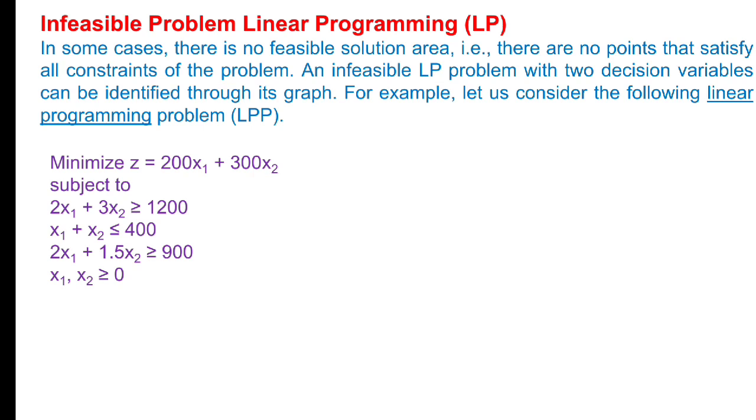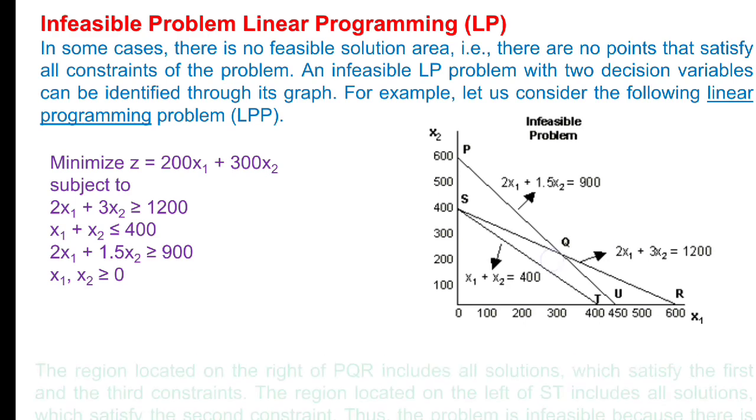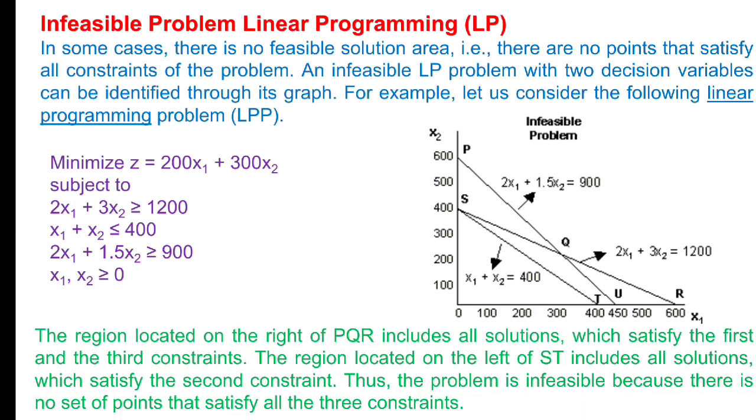In the same way, put x1 equal to 0 and x2 equal to 0, you get 3 constraints, 6 points. These 6 points will be considered for drawing the graph. The graph will be shown like this: greater than, less than, greater than. The arrow mark shows that greater than means upward, less than means downward. There is no common area for all the three constraints. There is no common region. Then we can say it is an infeasible region.